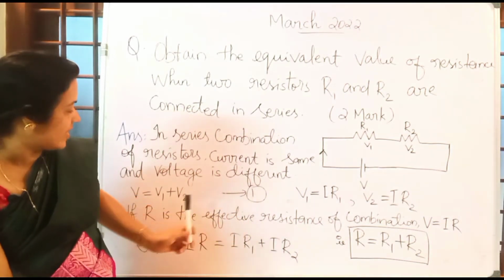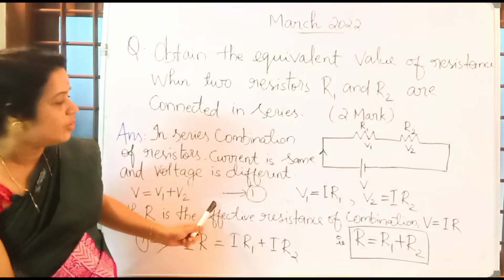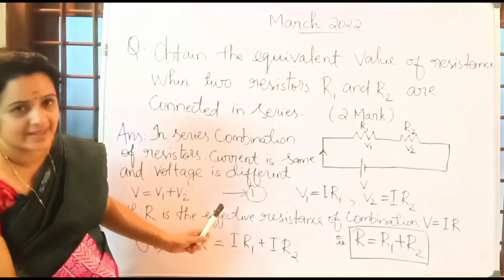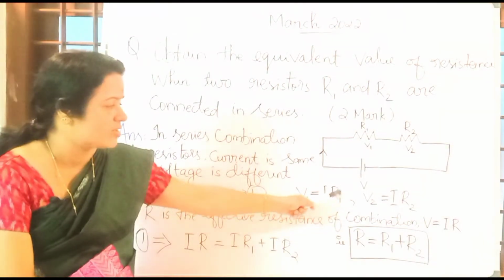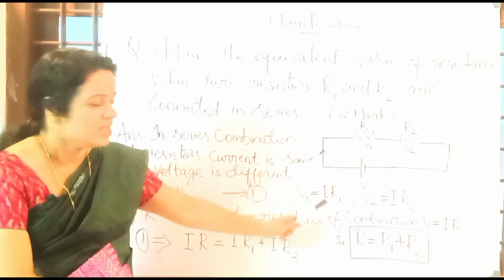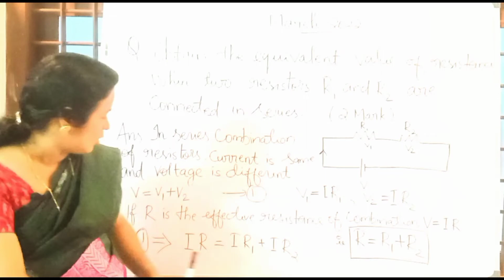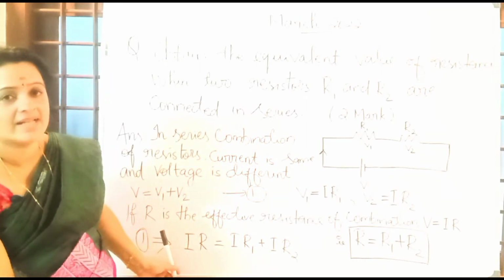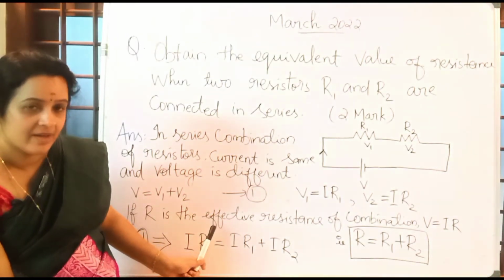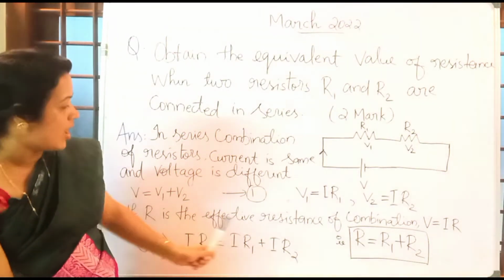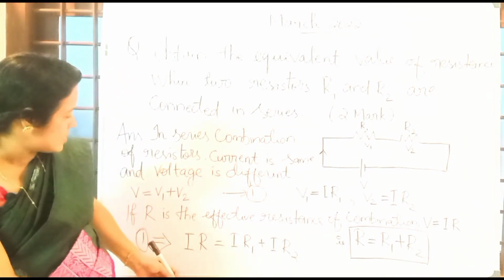And how can we write this V1 and V2? When we apply Ohm's law, we have V is equal to IR. Right. So what will be V1? V1 will be equal to I into R1 because I is the same. Right. So what about V2? V2 will be equal to IR2. So can we substitute? Suppose we are getting R as the effective resistance of the combination. So what will be V? Yes, that will be V is equal to I into R. Isn't it? So can we substitute the values?